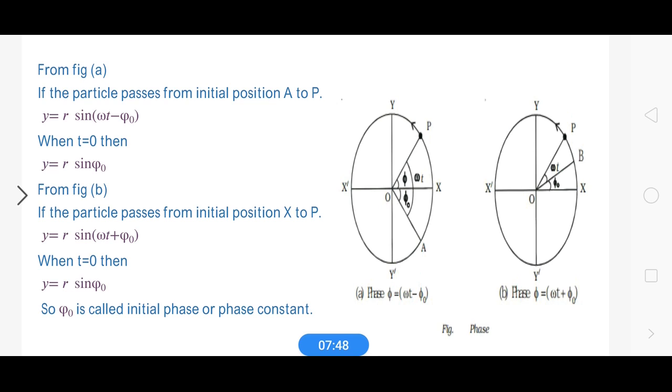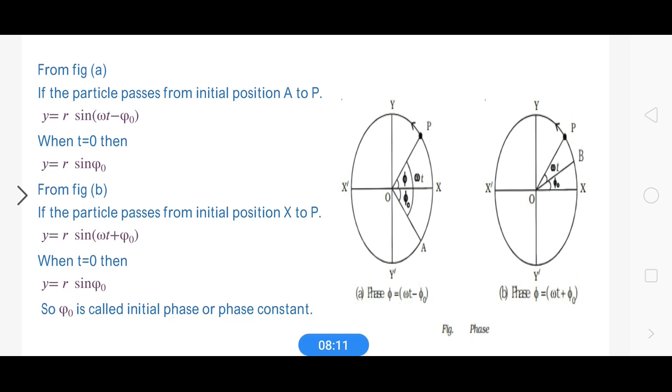Now when t is equal to 0, then y is equal to r sin phi naught. So here phi naught is the initial phase or phase constant of the particle executing SHM.